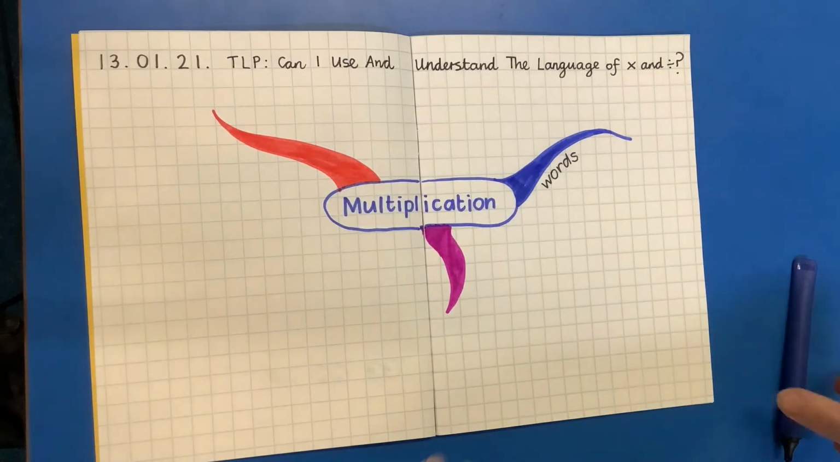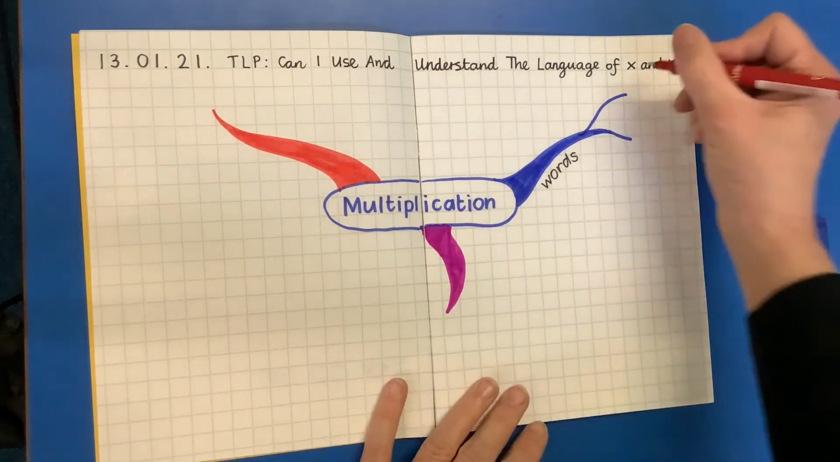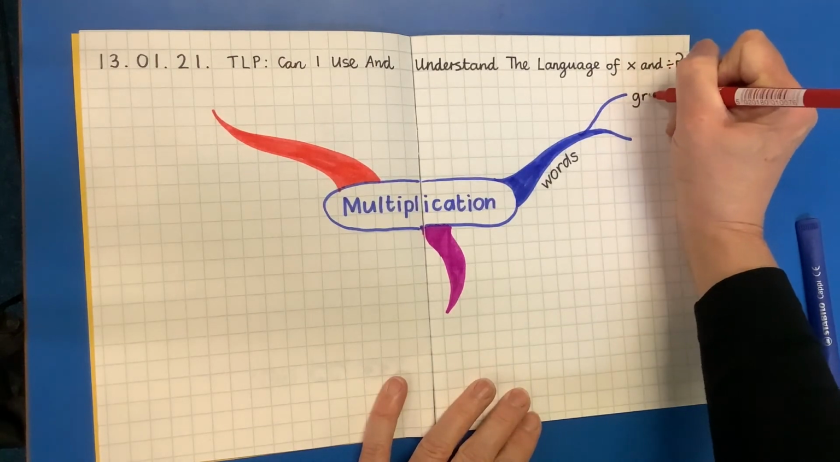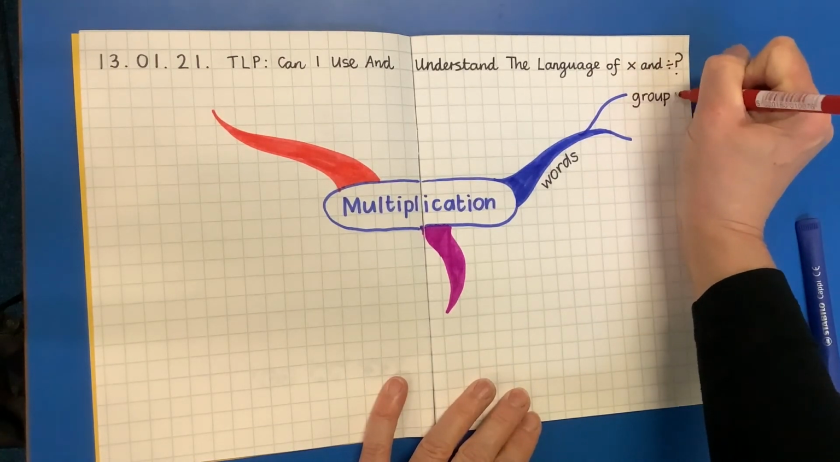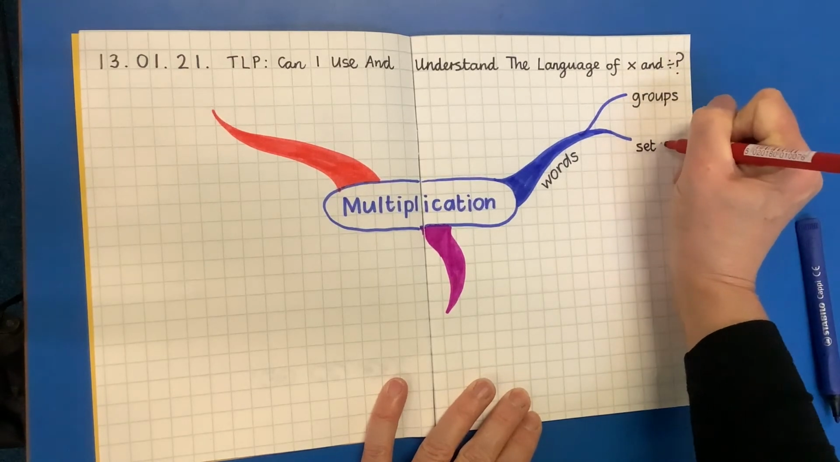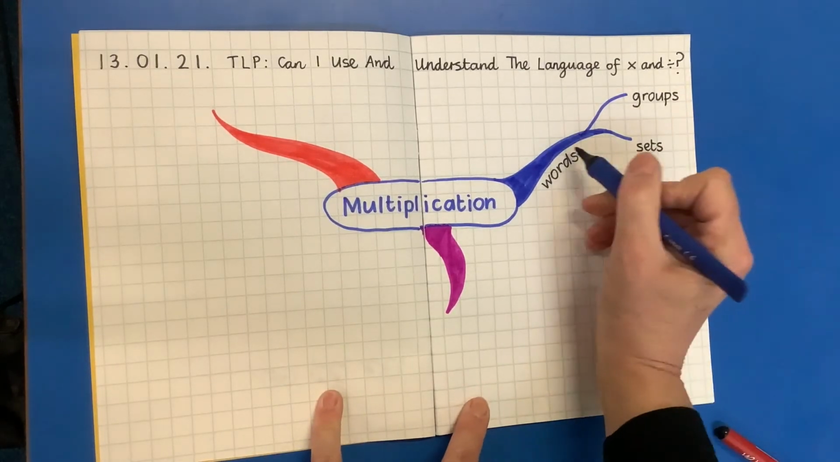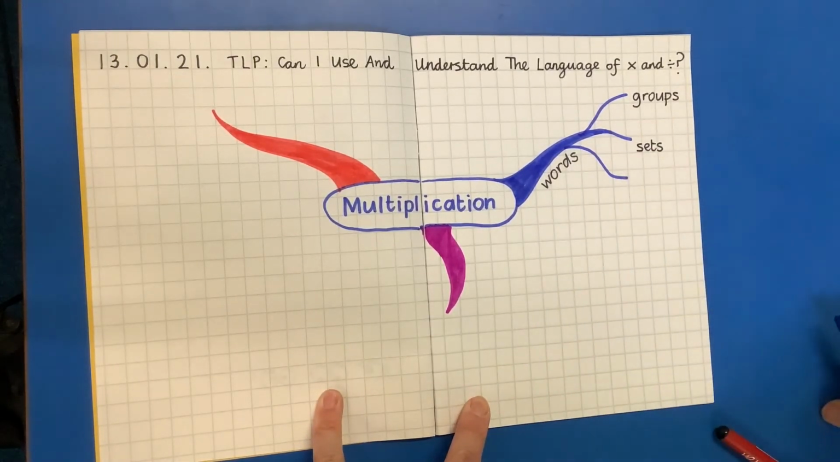So far, a lot, I've been using some words. I've been using the word groups. And sometimes I've said we've got sets of 2 because we've been talking about the 2 times table. So groups and sets are one way of talking about multiplication. I've also used the word times.